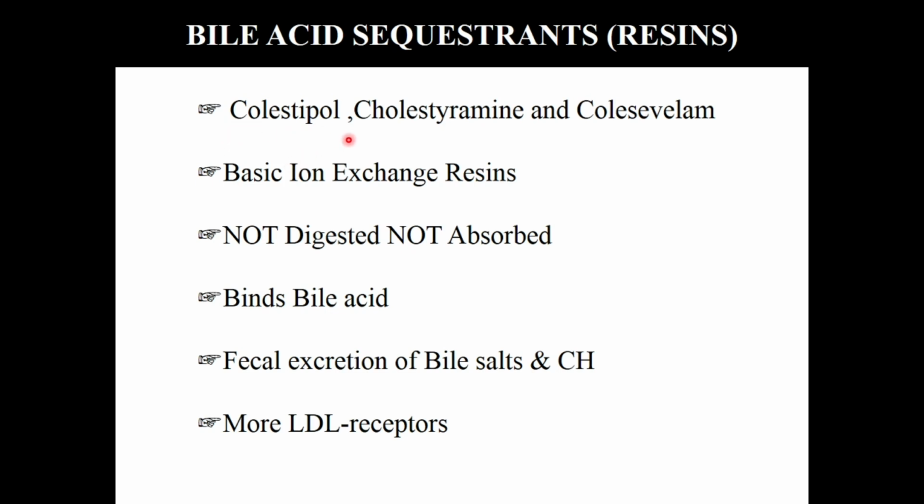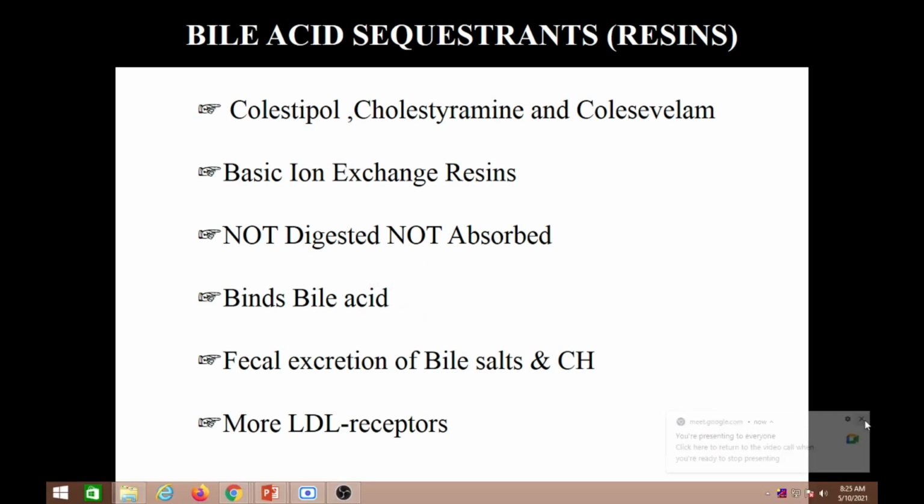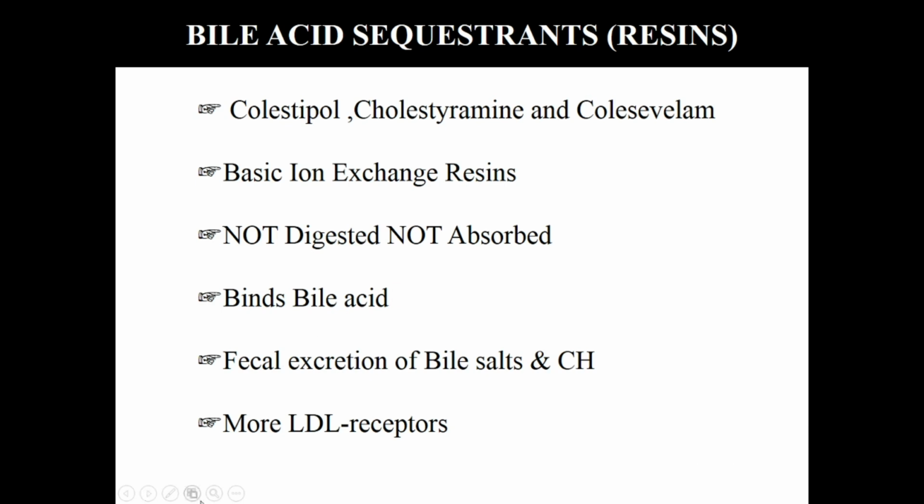Drugs which are used are cholestyramine, colestipol, and colesevelam. They are basic ion exchange resins, meaning they have a cross reaction with various basic ions in the bile. They are neither digested nor absorbed. By binding to bile acids, they reduce the amount of cholesterol absorbed from the GIT, and they usually get excreted in feces. Both bile salts and cholesterol are excreted, so as a result there is less cholesterol absorption.